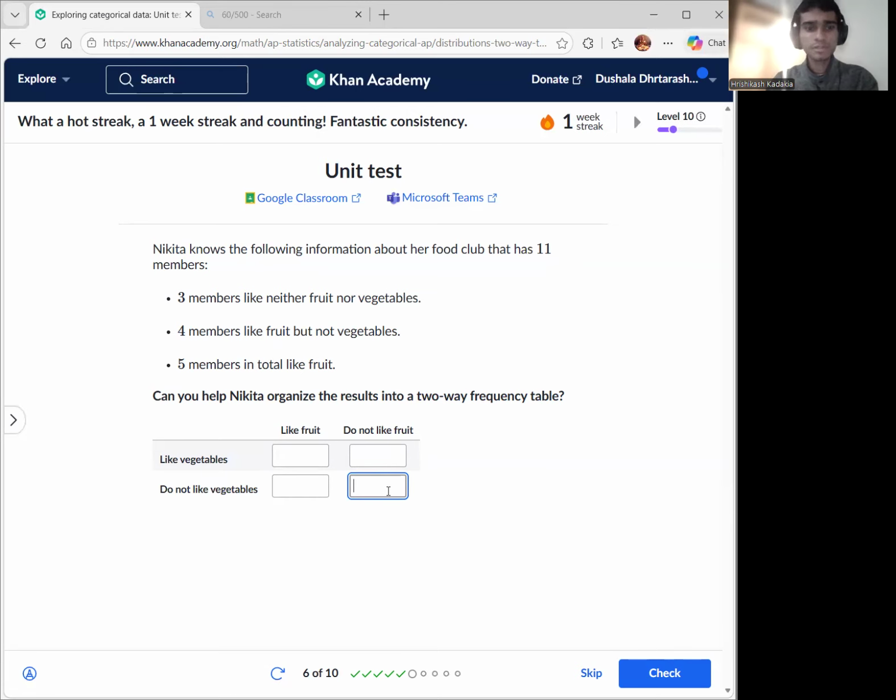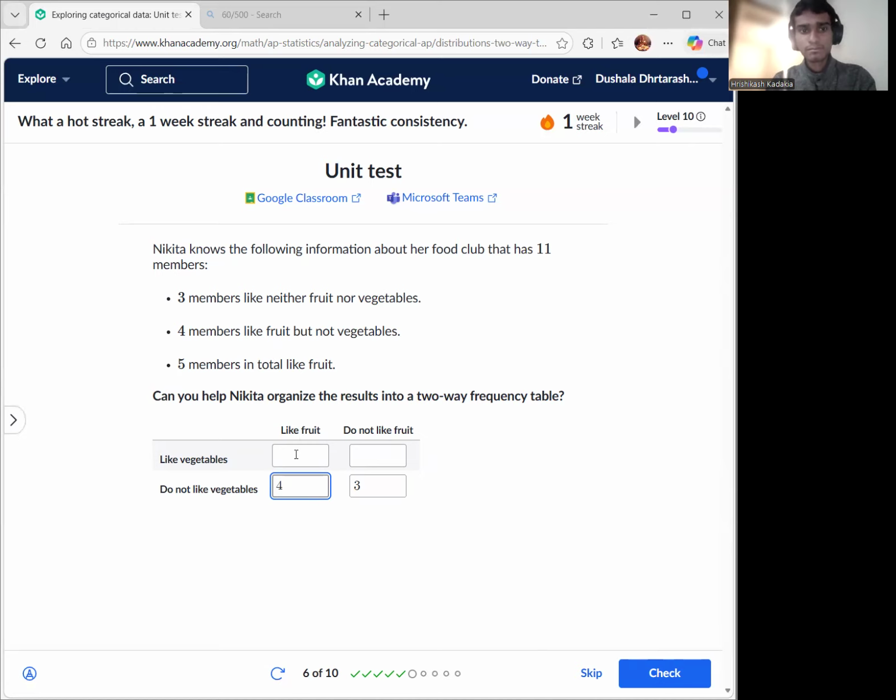So, if they do not like fruit, they do not like vegetables, we can just say three. In total, how many members like fruit? And then how many like fruit but not vegetables? Four. So how many like fruit? Where's the fruit? So like fruit but not vegetables means here. They do not like vegetables, but they do like fruit. So that is four. And how many members like fruit in all?